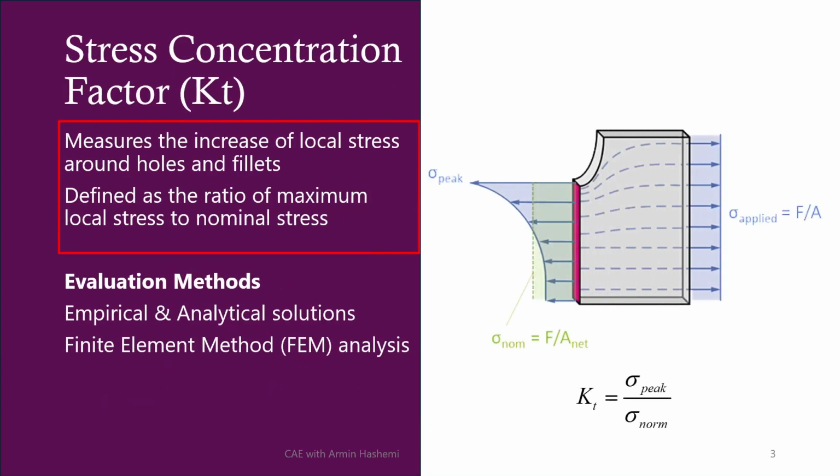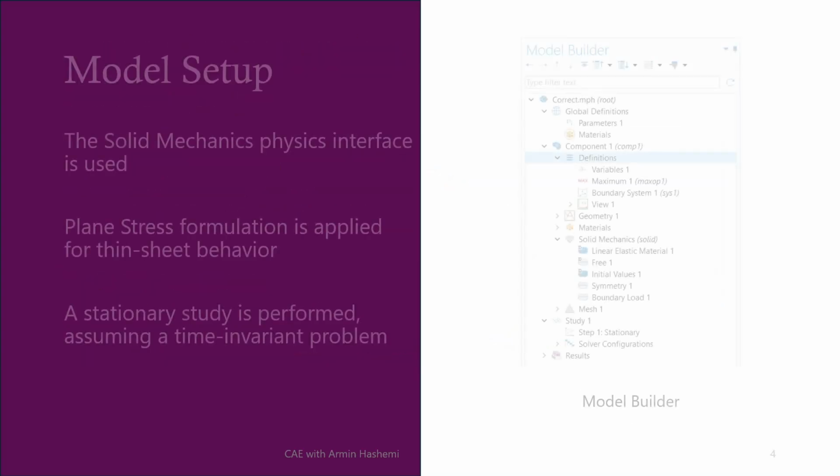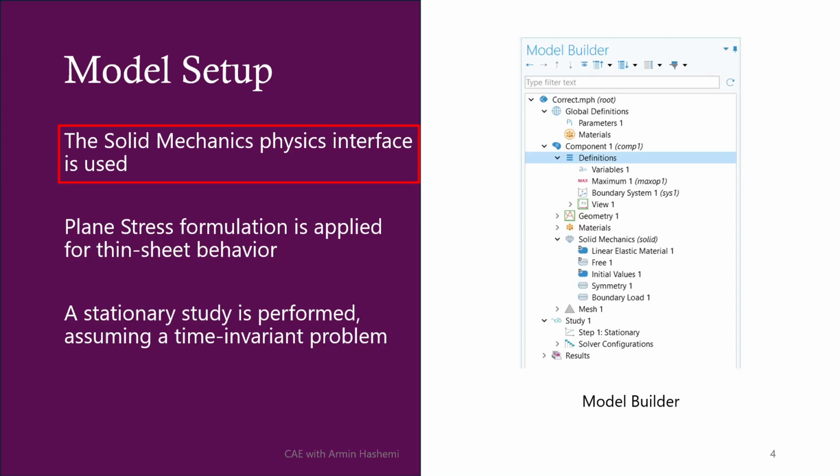A stress concentration factor indicates how much higher the localized stress around structural holes and fillets is compared to the average stress. There are several empirical and analytical solutions available, and the finite element method is also capable of calculating this factor. In this tutorial, the solid mechanics physics interface is used. We apply the plane stress formulation since the sheet is thin. A stationary study is selected because the problem is time invariant. This completes the model overview, and the geometry and boundary conditions will be explained in the next section.